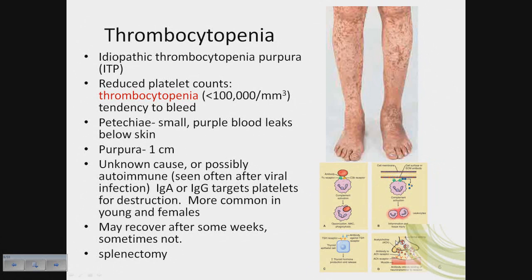Antibodies then target platelets for destruction by complement-mediated lysis. The destruction of platelets, or thrombocytopenia, interferes with the body's ability to clot and leads to the formation of purple hemorrhages or purpura under the skin.